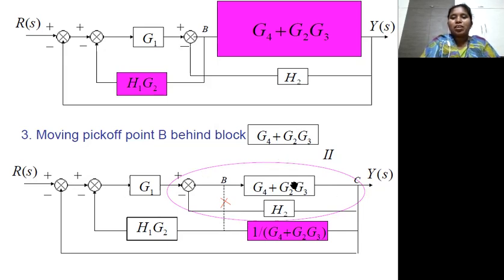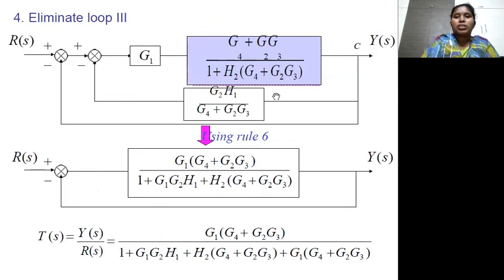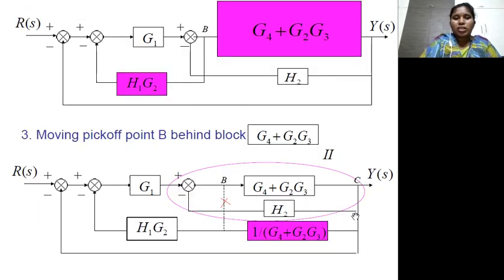If you are applying the negative feedback path, what is the transfer function? That is G divided by 1 plus GH. So in the place of G, substitute G4 plus G2 G3, and in the place of H, substitute H2, so that we obtain G4 plus G2 G3 divided by 1 plus G4 plus G2 G3 into H2. For that reason, I mentioned the transfer function here like this in step 4. That is G4 plus G2 G3 divided by 1 plus H2 into G4 plus G2 G3. Okay, so up to now it is clear, right?